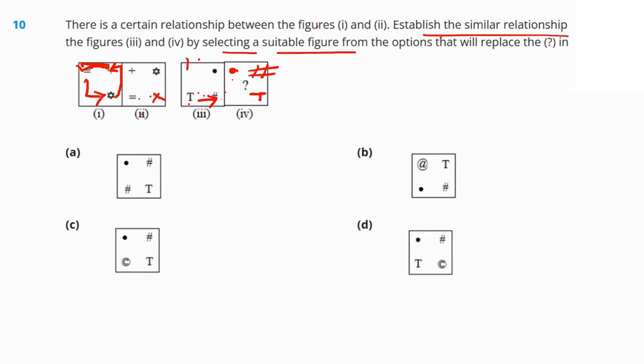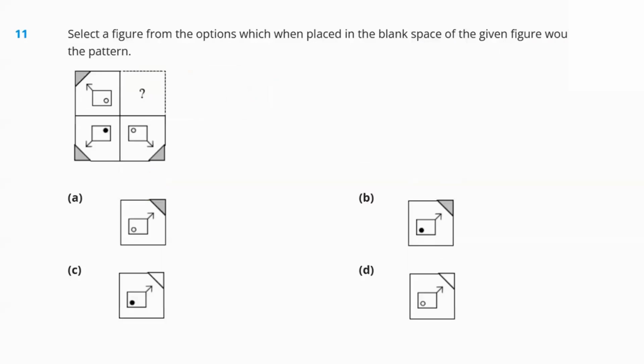In which option do we have it? In option C: T, hashtag, and dot. In option A also you have T, hashtag, and dot over here. But the hashtag is repeated twice. That's not the answer because according to the pattern, there should be 4 different symbols at 4 different corners. In this one, you have a copyright symbol over here in this corner. So that's the answer, which is a different symbol again.